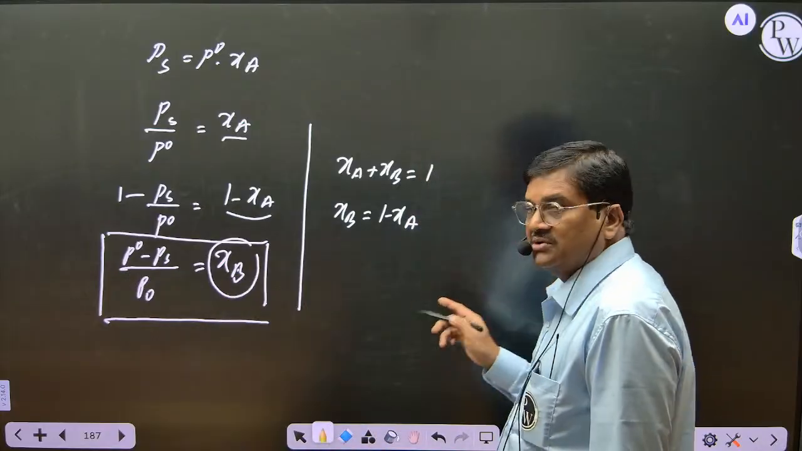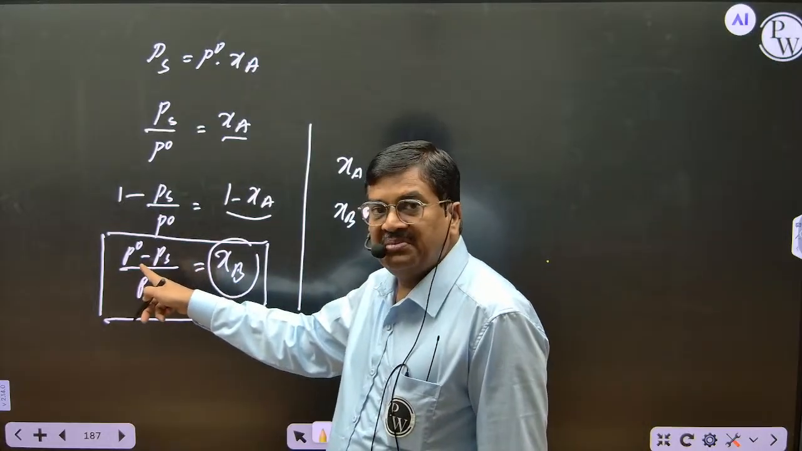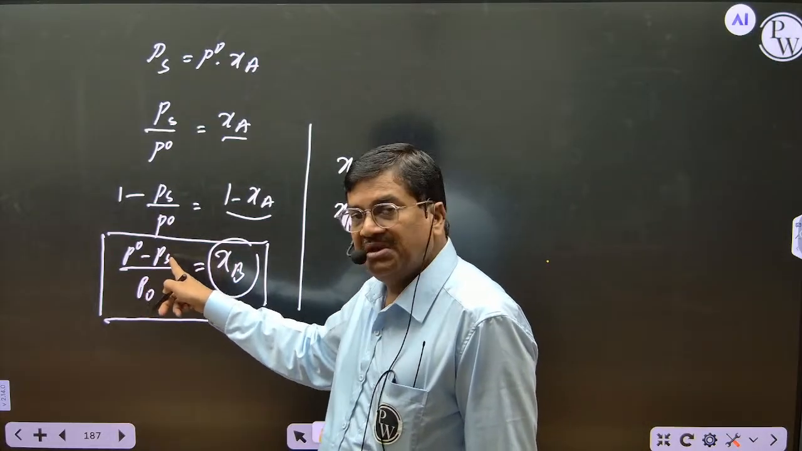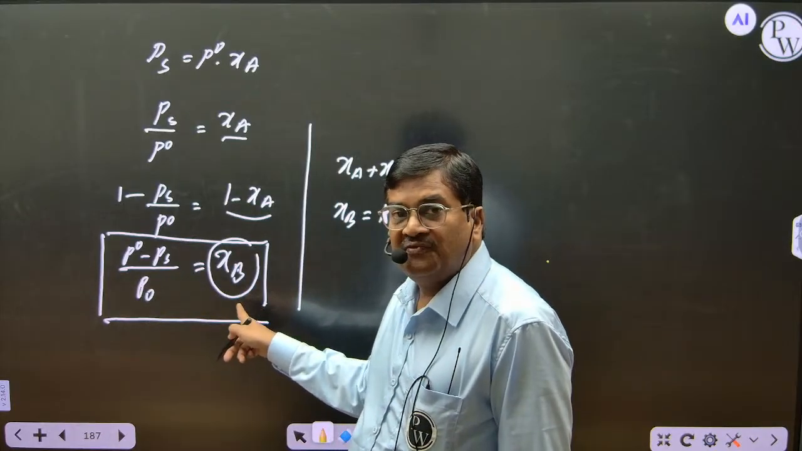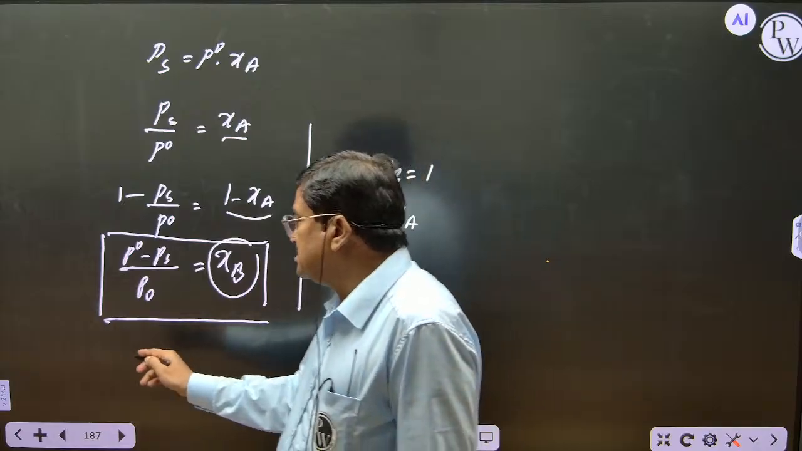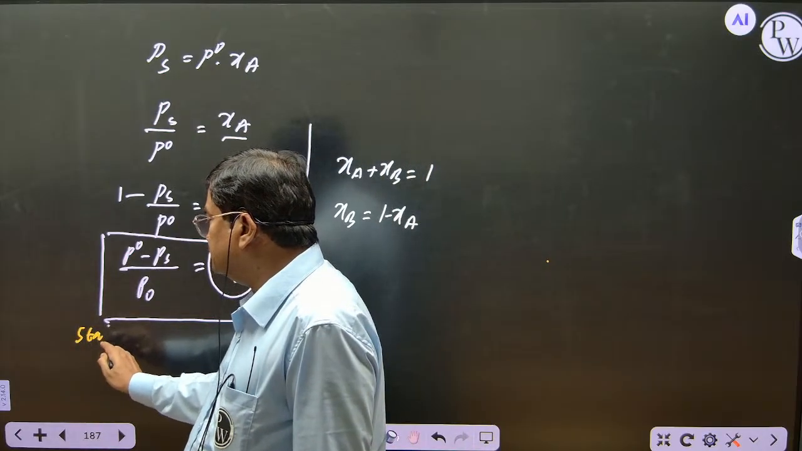Getting the idea, all of you? The relative lowering of vapor pressure, that is, the lowering of vapor pressure to the vapor pressure of pure solvent, will be equal to what? The mole fraction of solute. This is the second statement from Raoult's law.